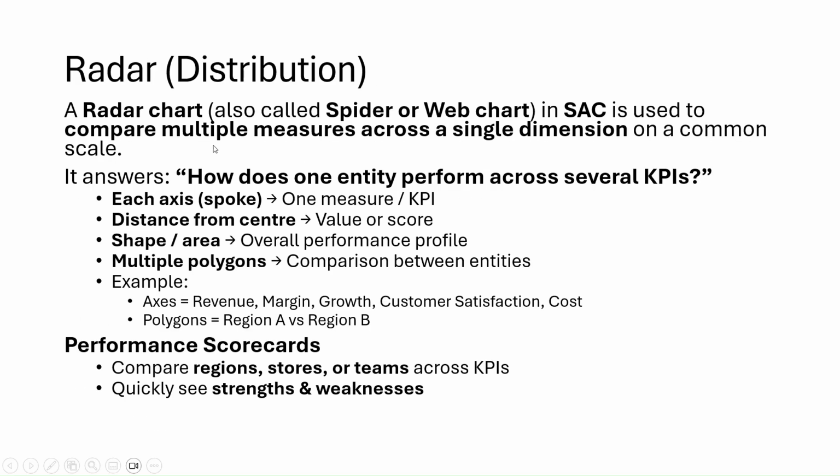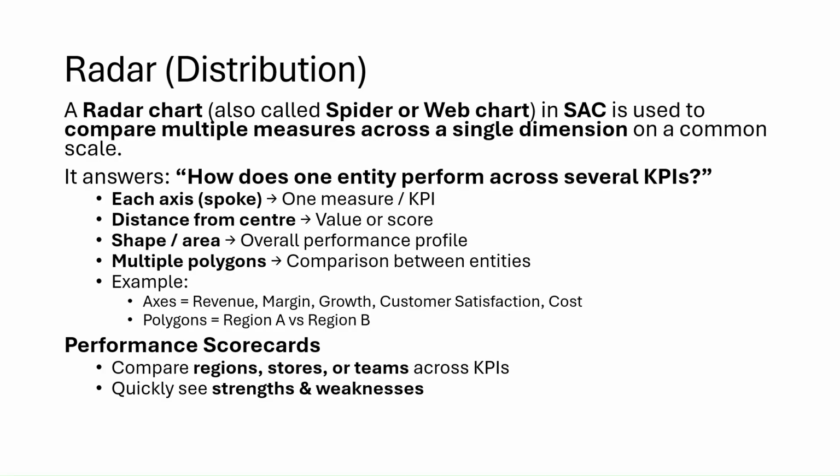Radar charts are also known as spider or web charts in SAC, and are used to compare multiple measures across a single dimension on a common scale. So it answers how one entity performs across several KPIs. For example, each axis gives you information for one measure or KPI, and it has a specific distance from the center, which gives you the value or the score.